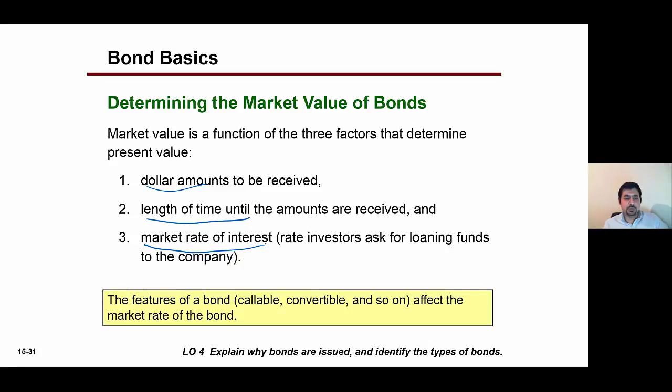Remember, when the company issues bonds, the company is borrowing money, and market interest rate is the interest rate that those investors or lenders will expect in return of lending money to the company. There are other factors that will also affect. Those will depend on the features of the bonds, such as convertible bonds, callable bonds, etc. Those will also have some effect on the market value of the bonds.